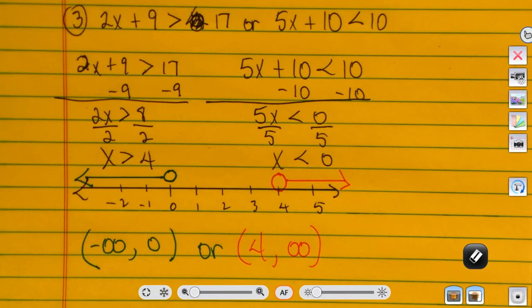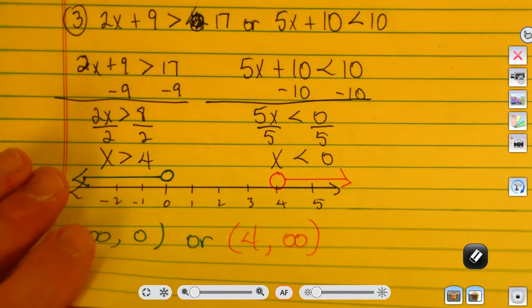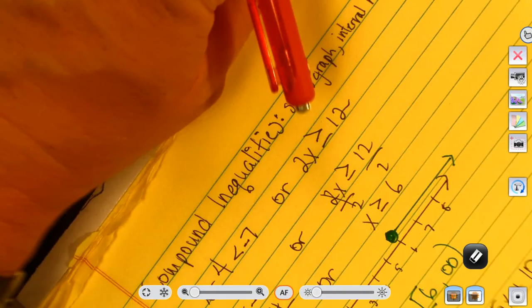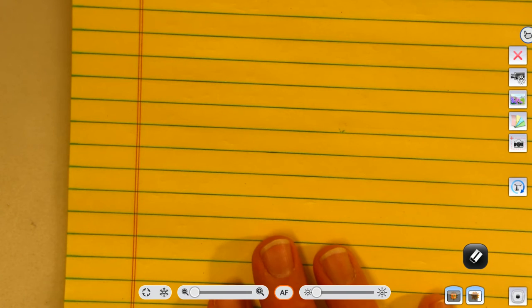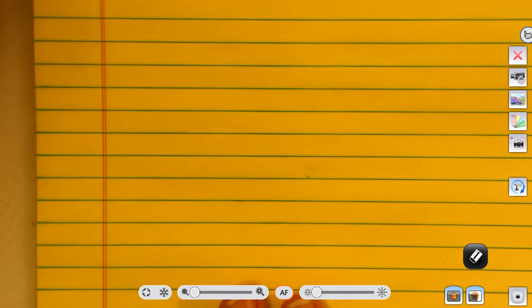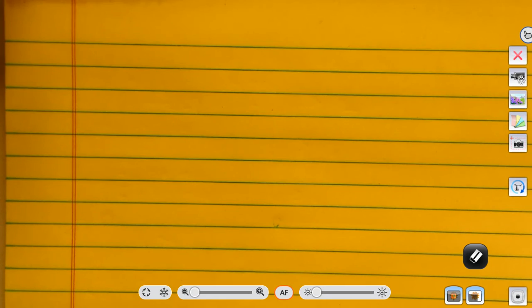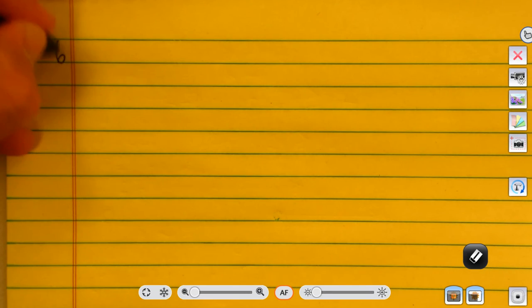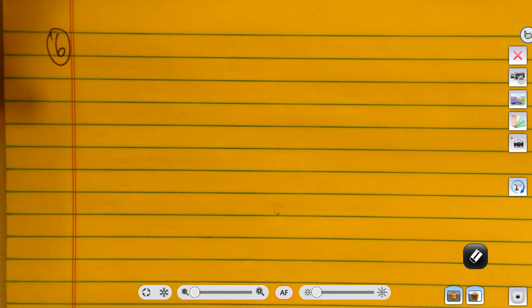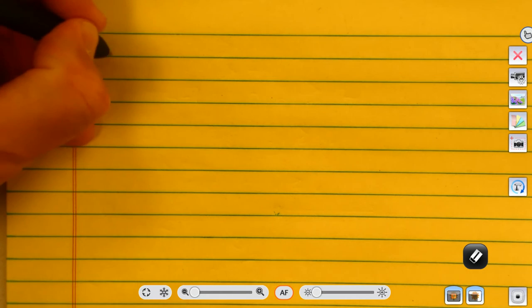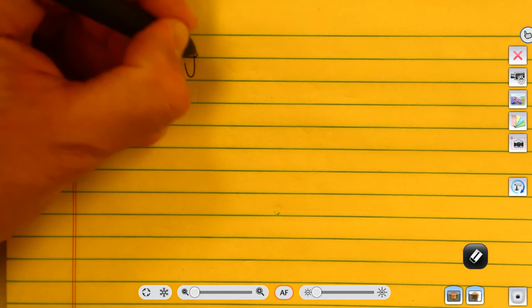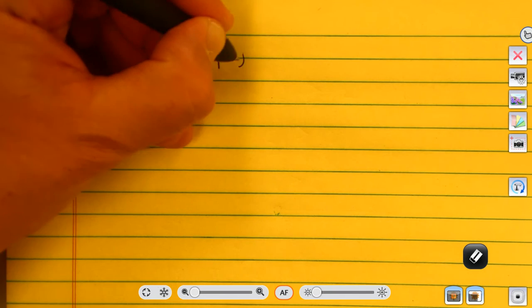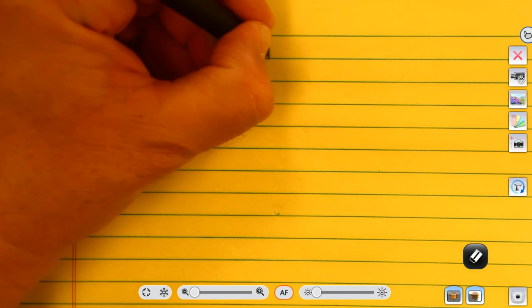So these compound inequalities will use the word and, and we typically like to write them in a more condensed state. So on that same handout, this is problem number 6. I want you to write it down. Okay, and remember we're going to solve, graph, and use interval notation.